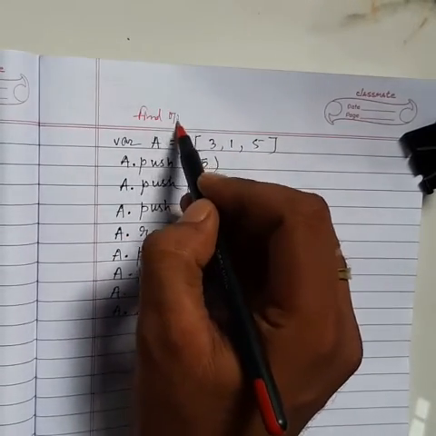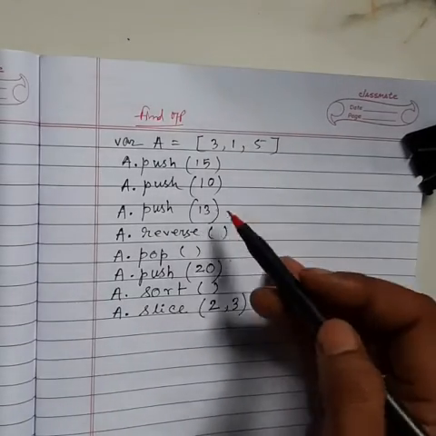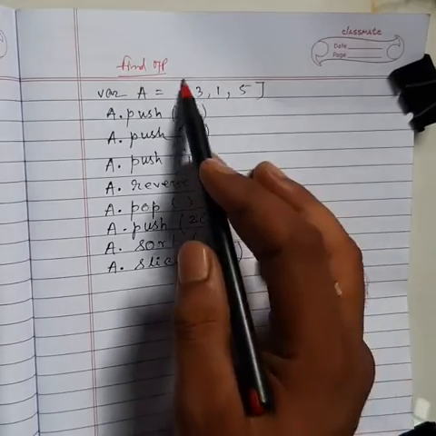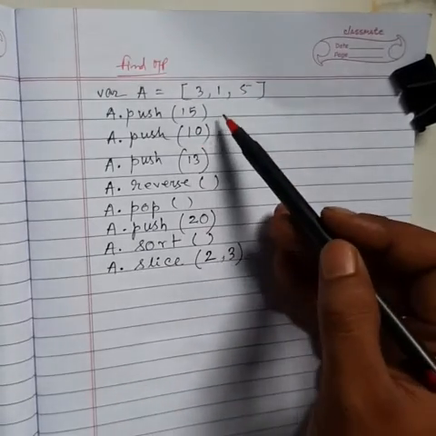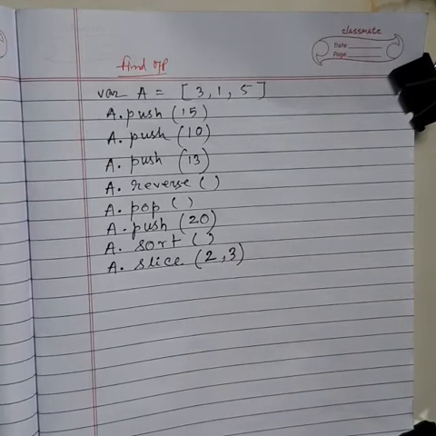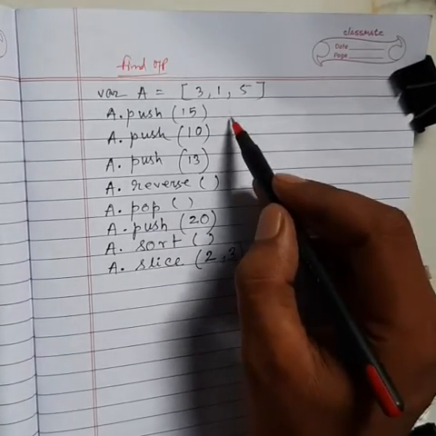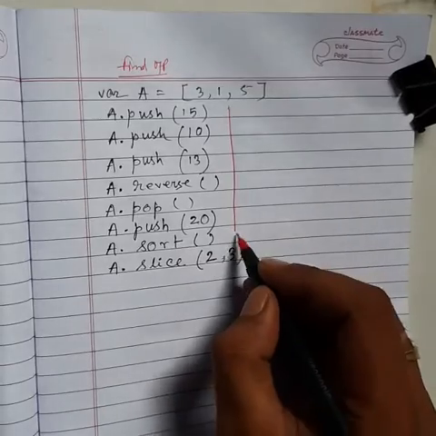Here we have to find the output stepwise. So a equals 3 1 5, this is my initial value, and then line by line some operations are done using different array methods. We have to find the ultimate value of a. For this kind of problem, we simply find the value line by line, seeing how the value changes with each line. So we'll do it here.